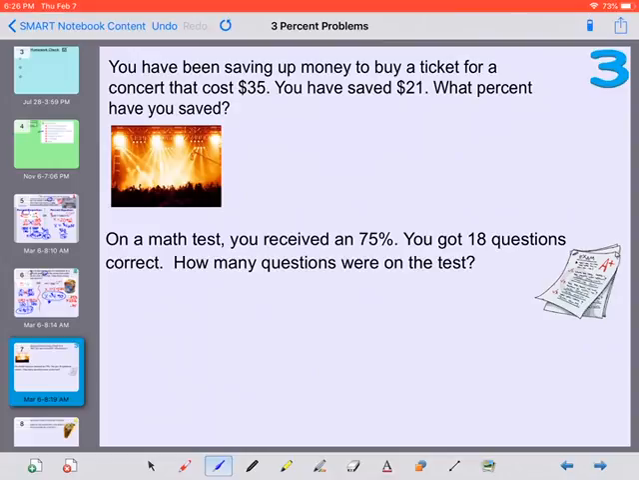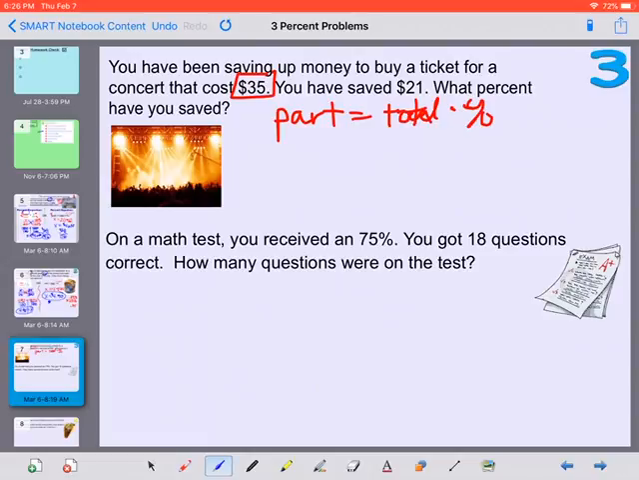Next page, it says you have been saving up money to buy a ticket for a concert that costs $35. You have saved $21. What percent have you saved? So we can use the percent equation. Part equals the total times the percent as a decimal.